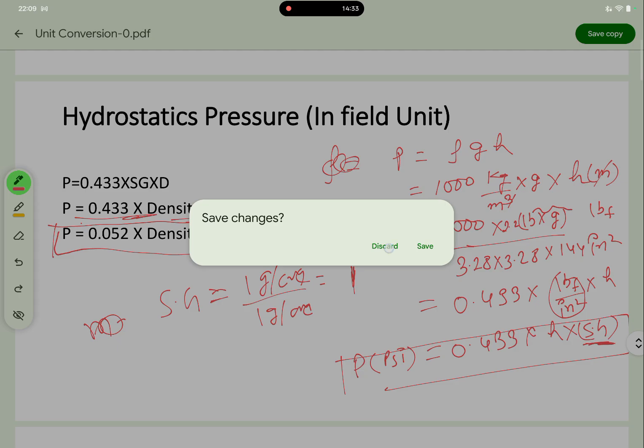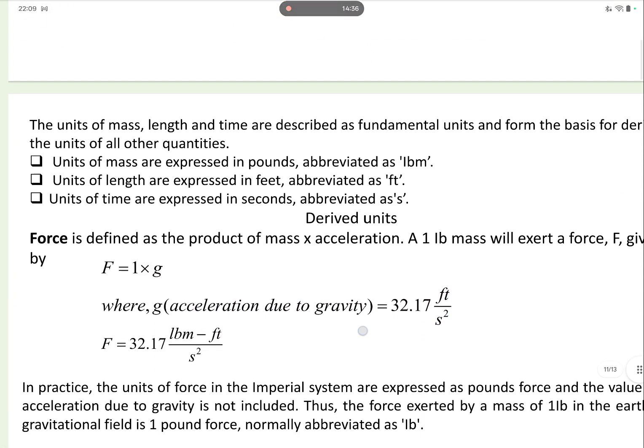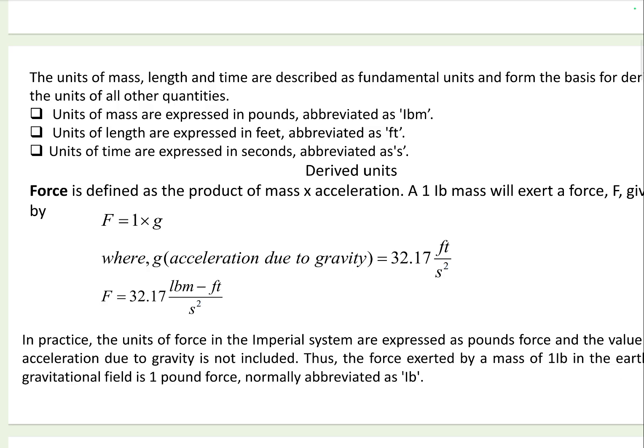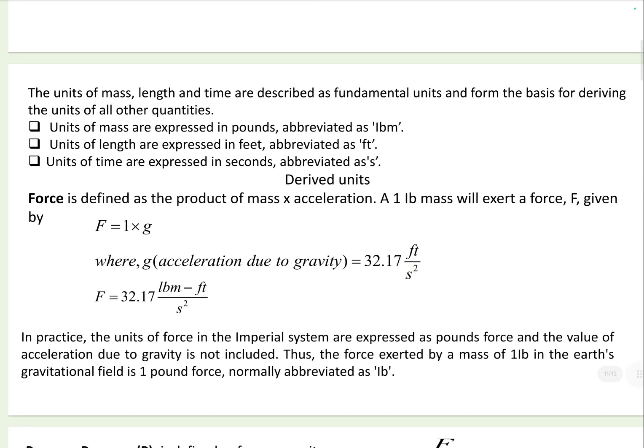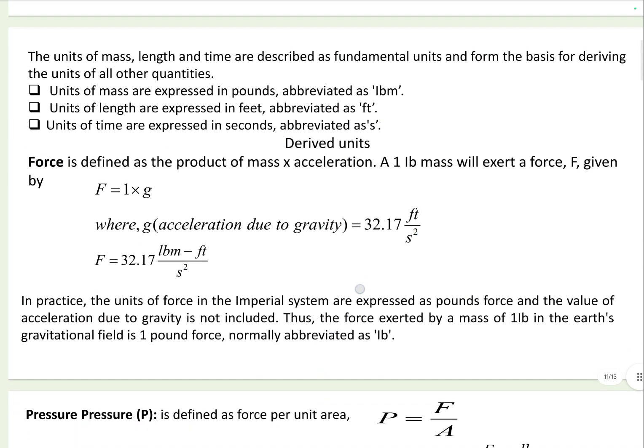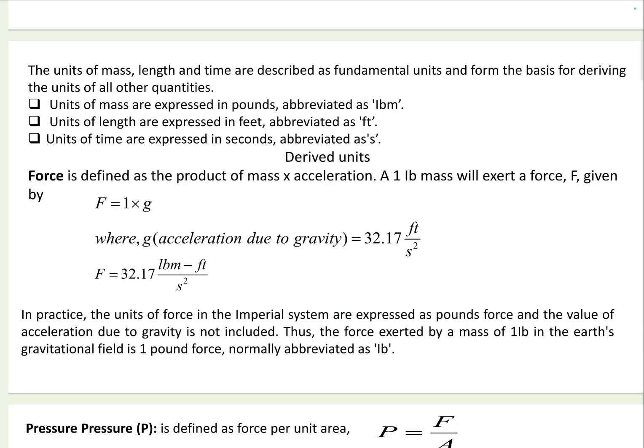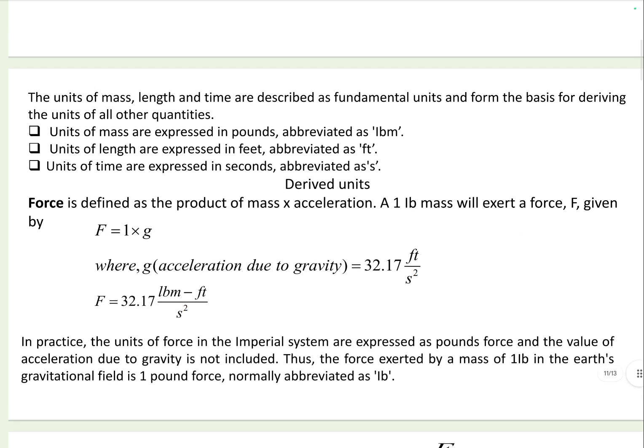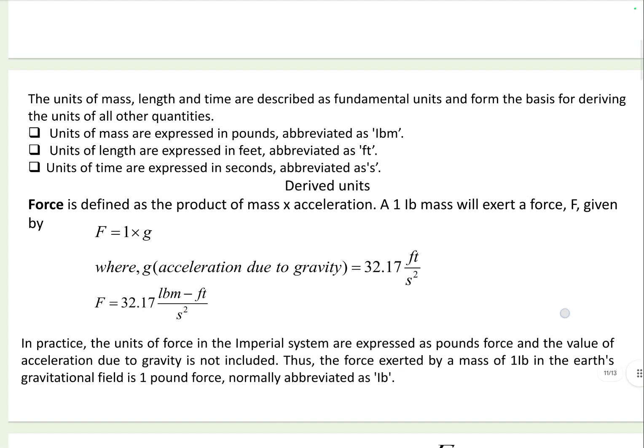Let's move to the next slide. Right, let me finish this lecture on unit conversion by today only. So we know that this is the theory. Mass force is defined as the product of mass into acceleration, and the force exerted by 1 lbm mass is given. Yeah, these are the things we have already discussed. You can also go through that. In a practical unit, the force in the empirical system is expressed in pound force, right? You need to take care of this pound force term, right?